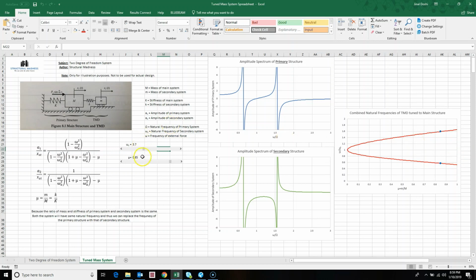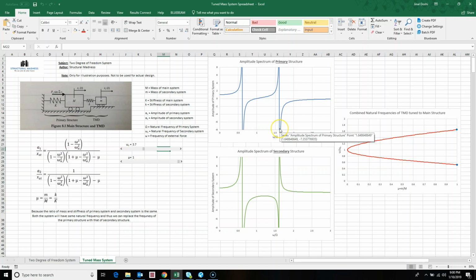So the first natural frequency at mu equal to 1 will occur somewhere around 0.7 or so, or 0.6, and the second natural frequency will be somewhere around 1.6 or so. So instead of having a resonating force at 1.0, that's omega over capital Omega, the exciting frequency over the frequency of the primary structure, instead of that point, it shifts wider apart. This kind of behaves as a 2 degree of freedom system, or it is a 2 degree of freedom system. But the only thing is, both masses have significant influence on the entire system.